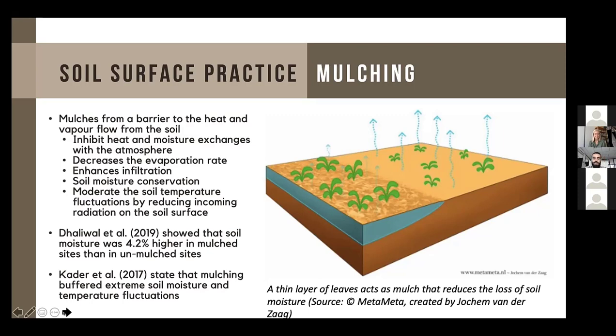If you compare mulched and unmulched areas, this is from a study by Araya and Stroosnijder. If you compare these two, it shows that runoff is actually reduced by up to 69% for the mulched area. So it really does have a significant impact.